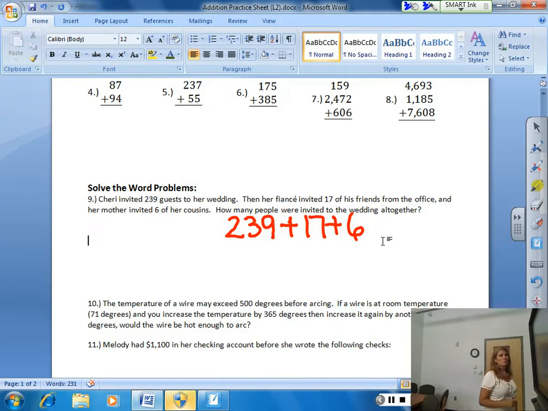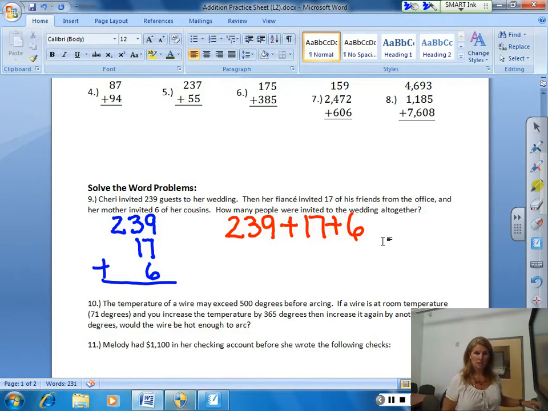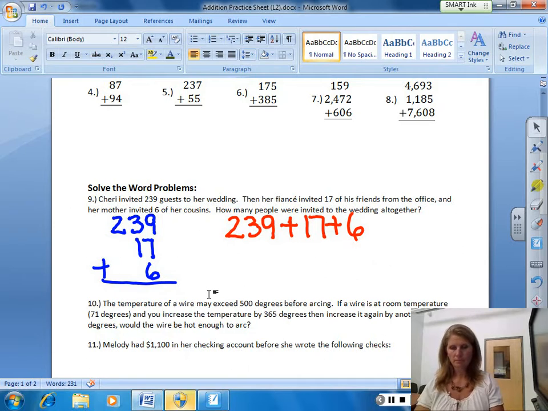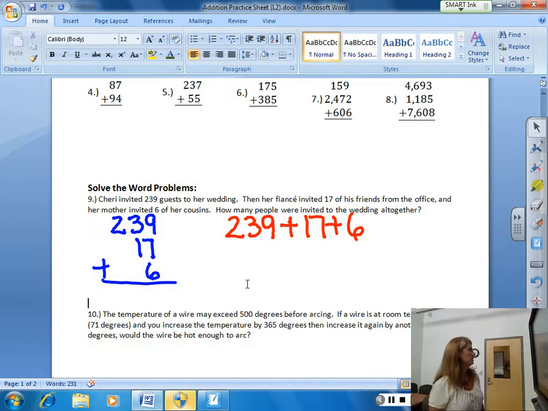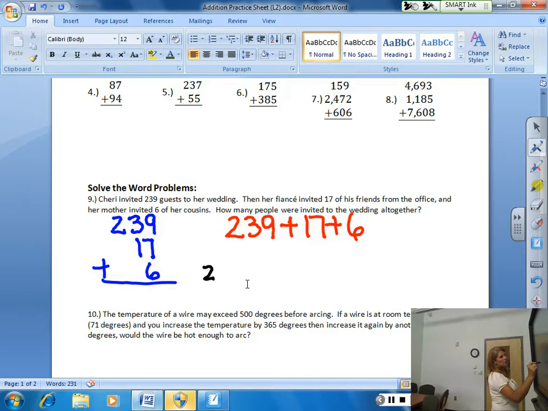And so if you want to take a second to write that down without me doing it and see how you can do on that, it looks like this if you line it up correctly. 239, 17, and 6. And that's the problem that you want to solve to get that answer. 9 and 7 is 16, plus 6 is 22. So I had 22, and I'm going to write down this 2, and I'm going to carry the next 2.